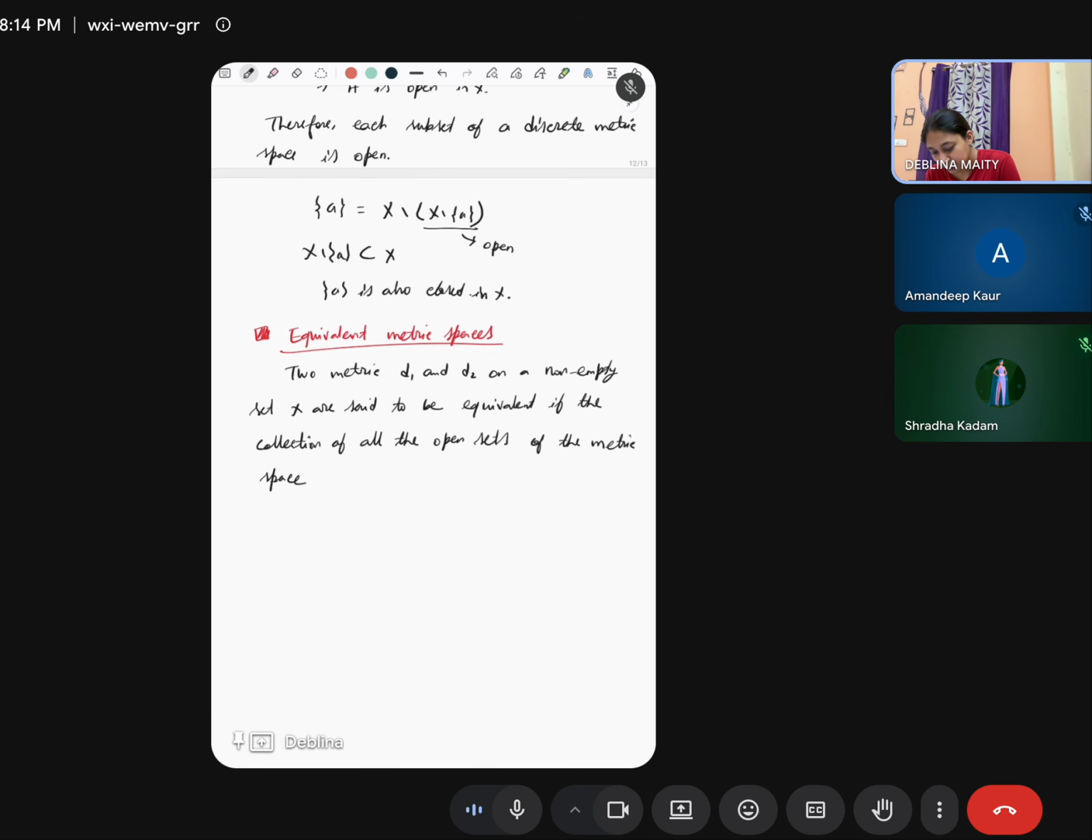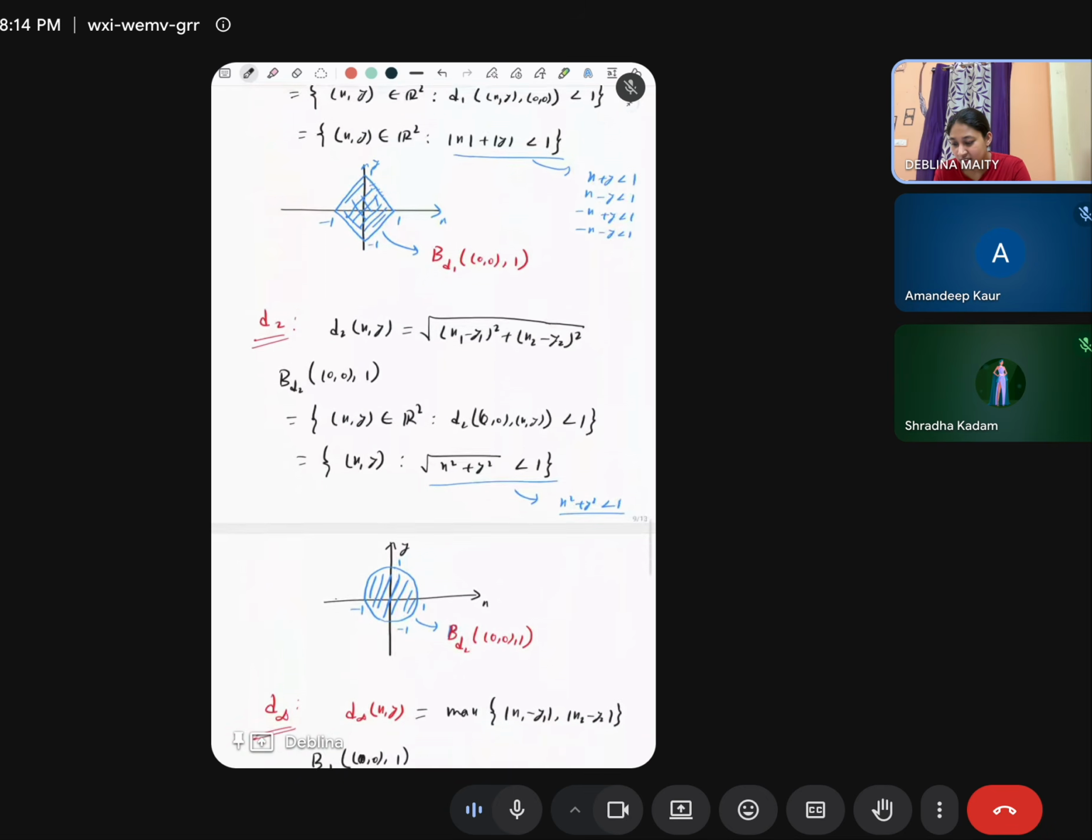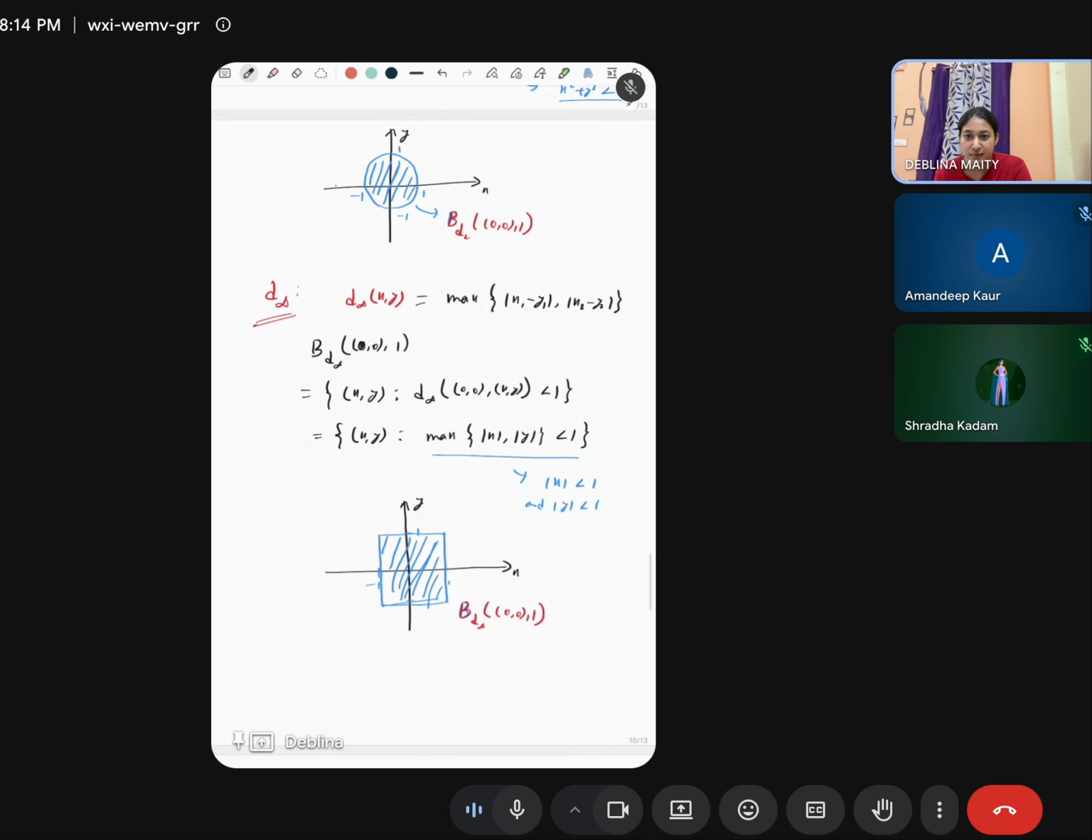(X, d1) is the same as the collection of all the open sets of (X, d2), right? The collection has to be the same, but that does not mean the open balls have to be the same, right? We'll see that in R2, all the metrics I have defined here, d1, d2, up to d infinity, all the metrics are equivalent. The open balls are different, but the collection of all the open sets will be the same, right?